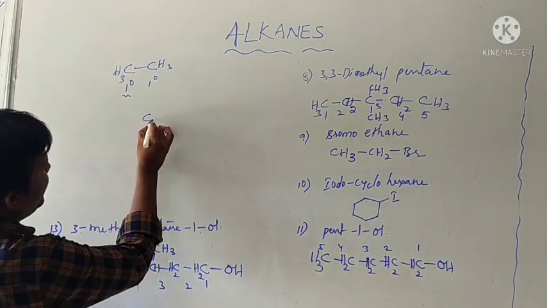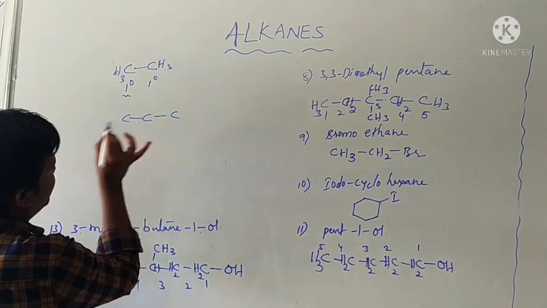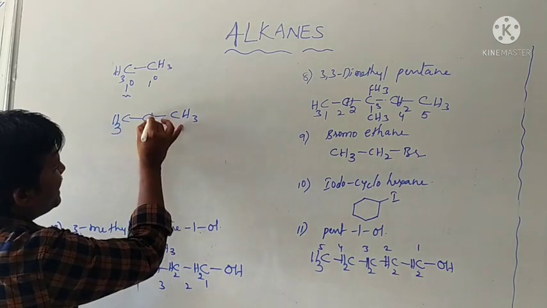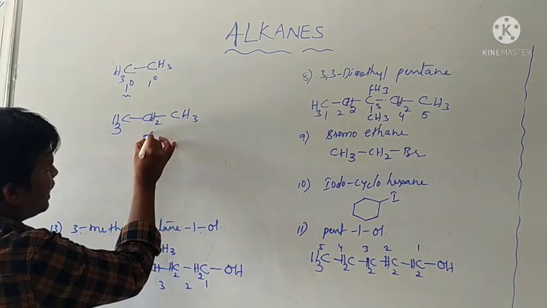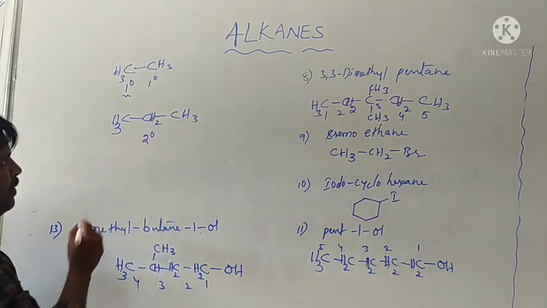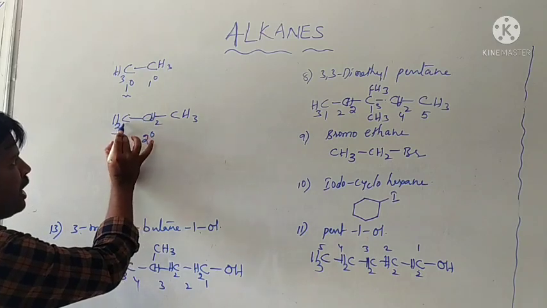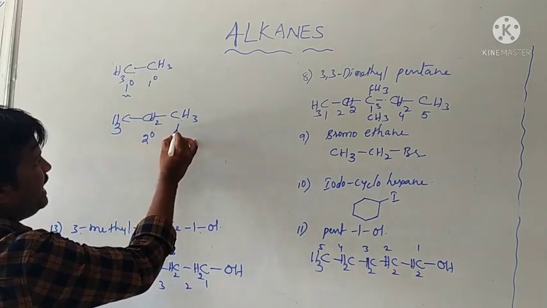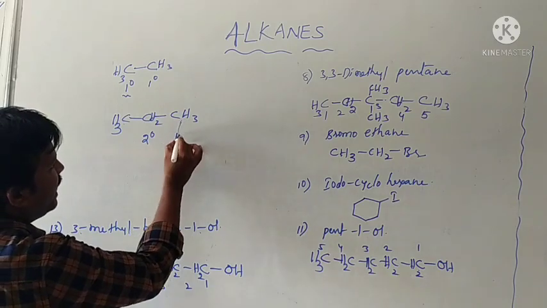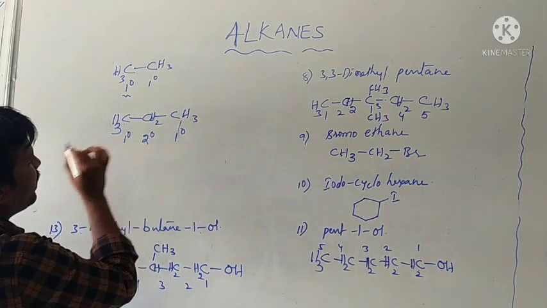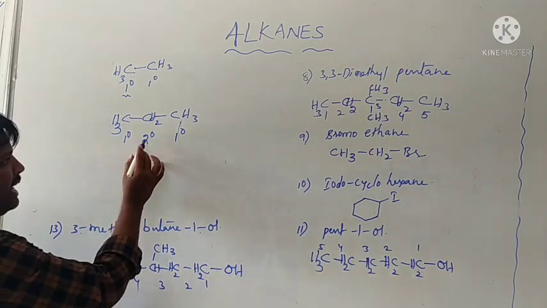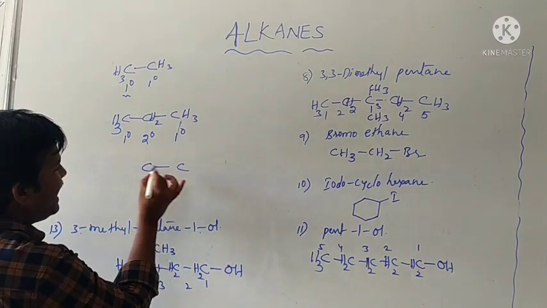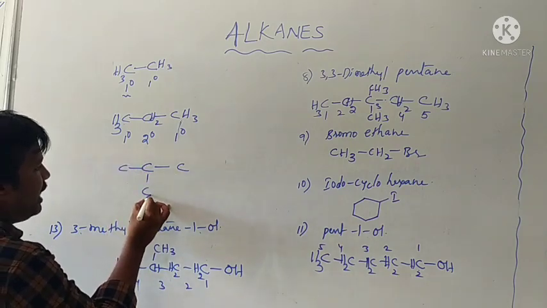When a carbon is attached to two more carbons, that carbon is considered a secondary carbon. Okay, this carbon is attached to two more carbons, one is this, another one is this. Therefore, this is the secondary. This is again primary. This is again primary. Okay, primary, secondary, primary.